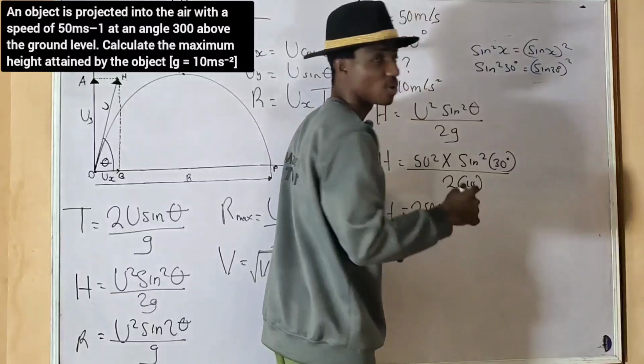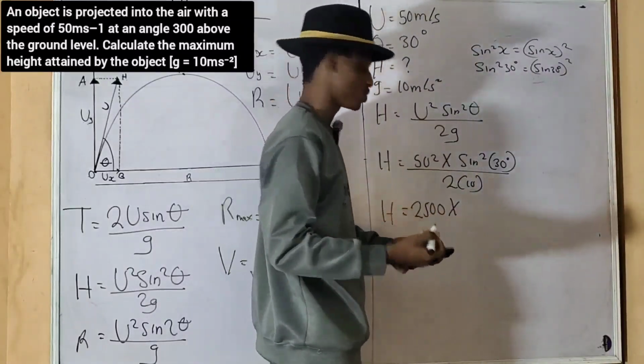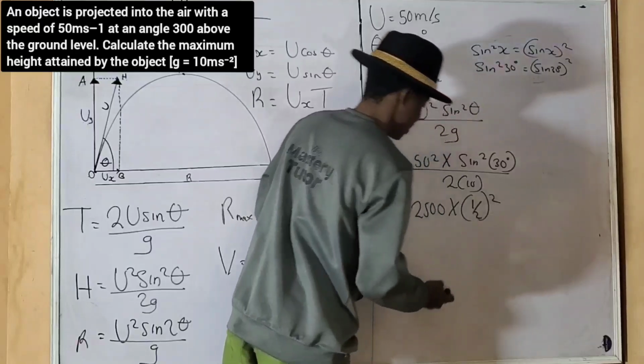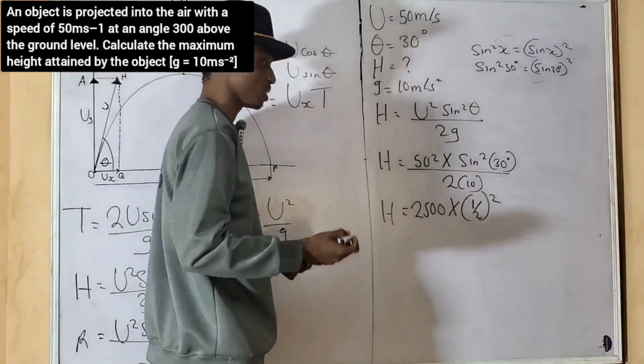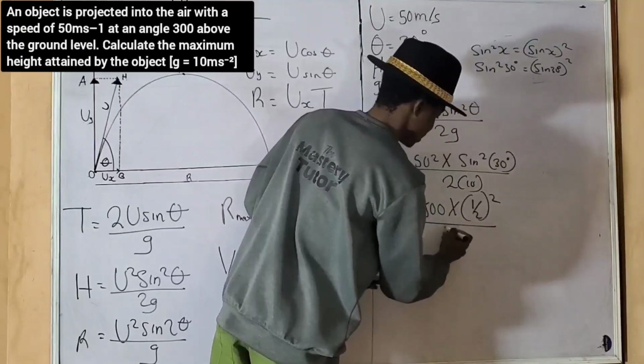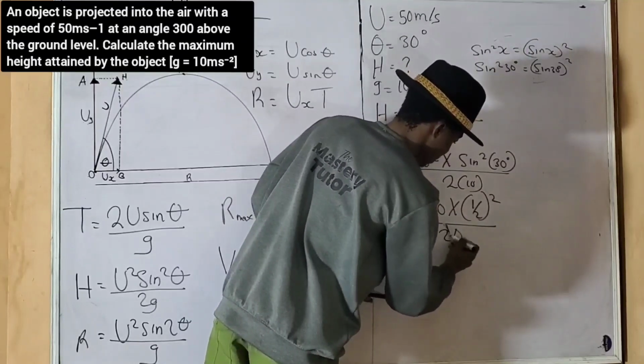Now, sine 30 is what? 0.5 or 1 over 2. So I'm going to have 1 over 2 squared, or you can put 0.5 squared if you like. So this over 2 times 10, that is what? 20. Sorry, this should be 20.